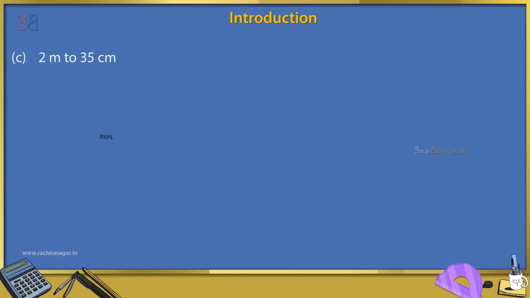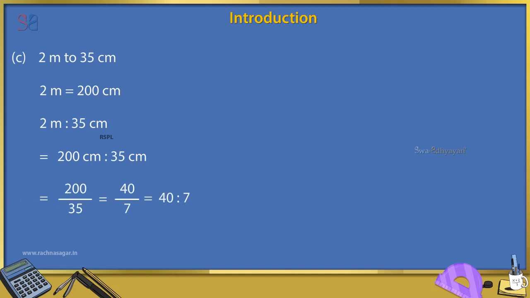C. 2 meter to 35 centimeter. 2 meter is equal to 200 centimeter. 2 meter is to 35 centimeter is equal to 200 centimeter is to 35 centimeter, which is equal to 200 by 35, which is equal to 40 by 7, which is equal to 40 is to 7. Hence, the required ratio is 40 is to 7.